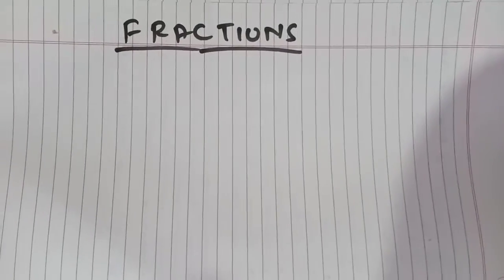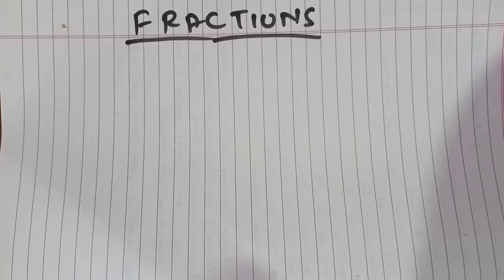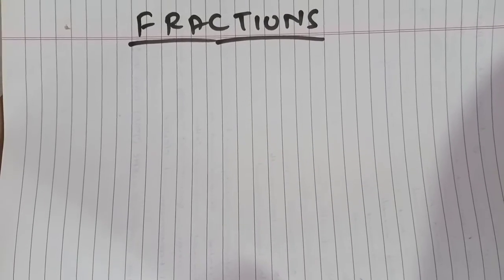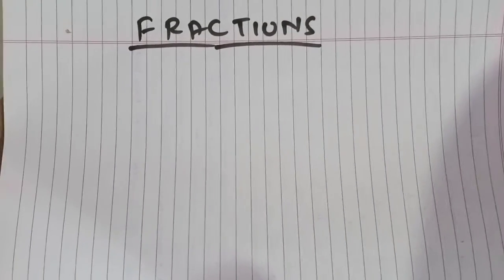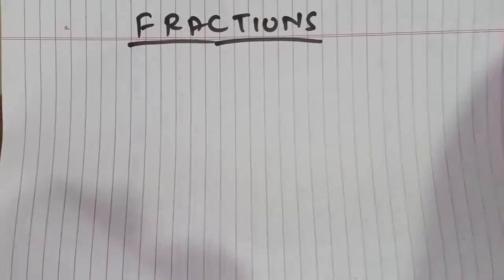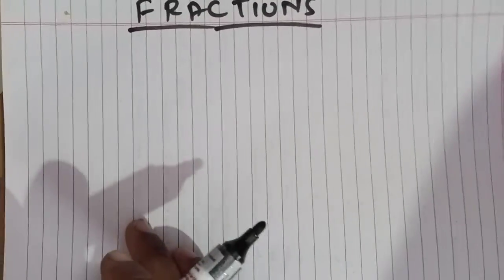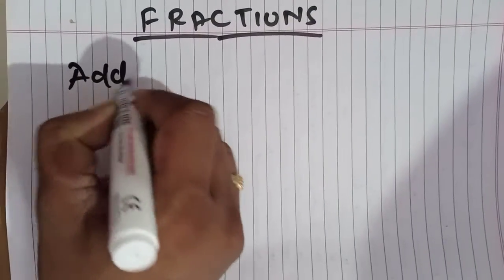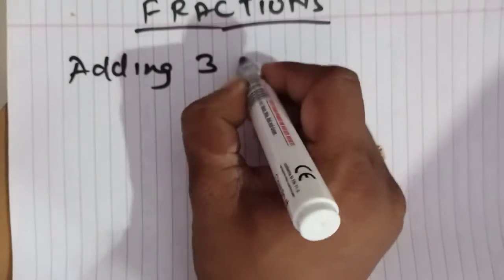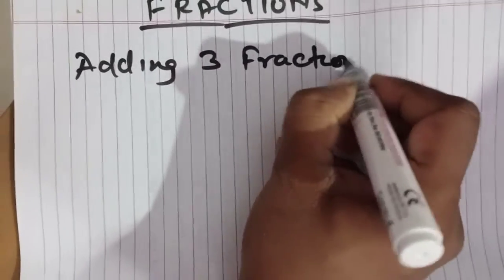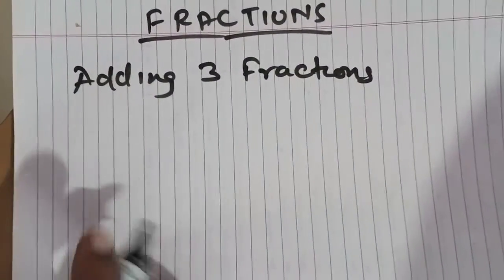Welcome back to another concept of mathematics for grade 6, and this time we are going to talk all about fractions. So far we have learned many different types of fractions. We have performed many operations over them, like addition of fractions and subtraction of fractions. Now I have a slightly different topic, which is adding three fractions. Let's try to understand this by an example.